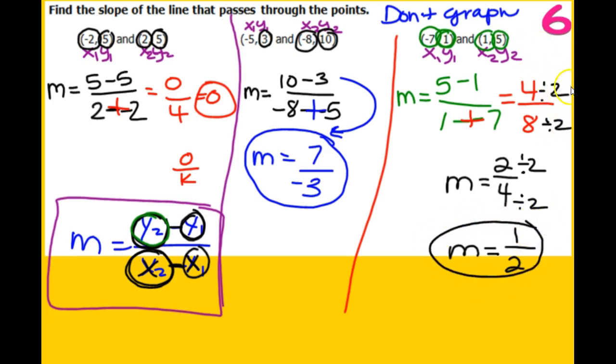Some of you would have said, hey, can't we just divide by 4 right away? The answer is yes. You'll get the same answer. So we found our slopes by using an equation instead of using a graph.